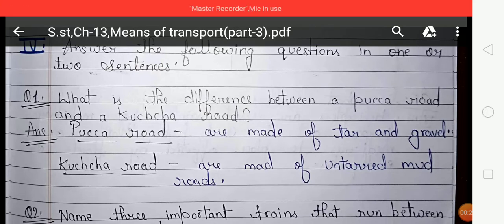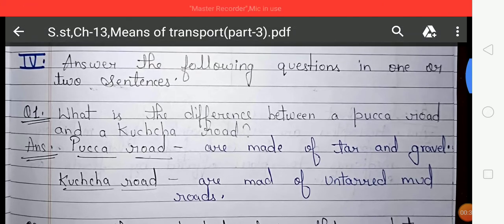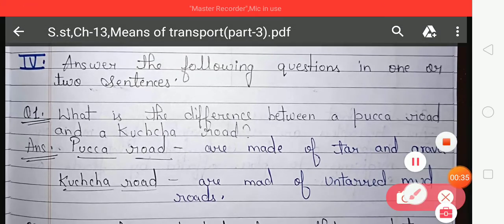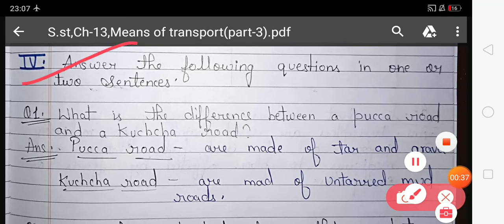So now look at the first exercise, that is: answer the following questions in one or two sentences. It means in this exercise you have to give answers according to the given question, and your answer should be in only one or two sentences.